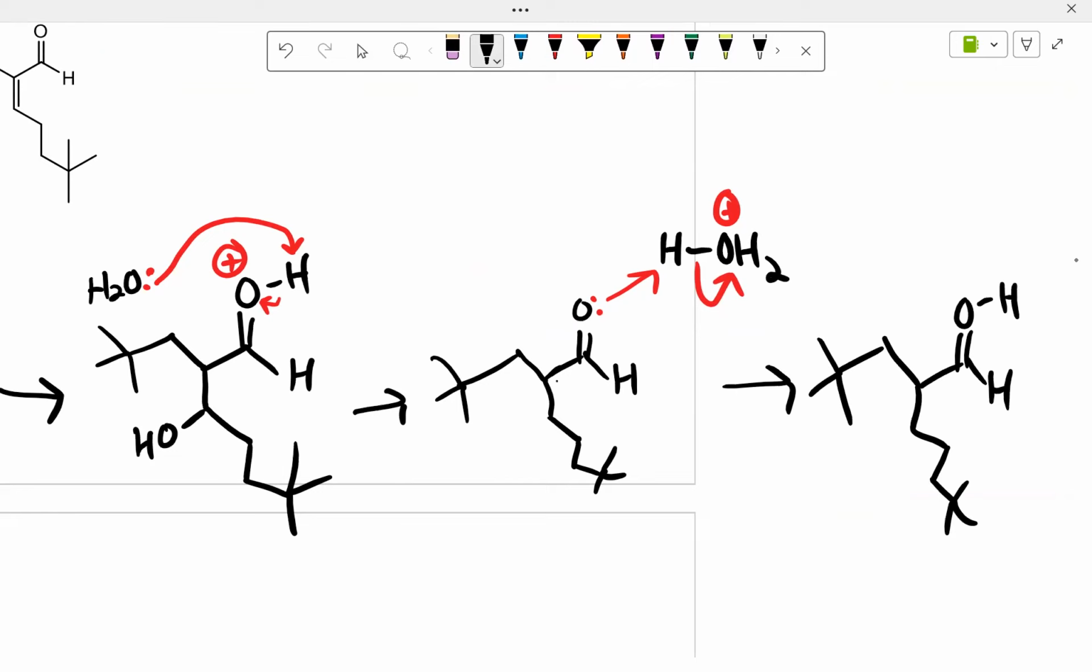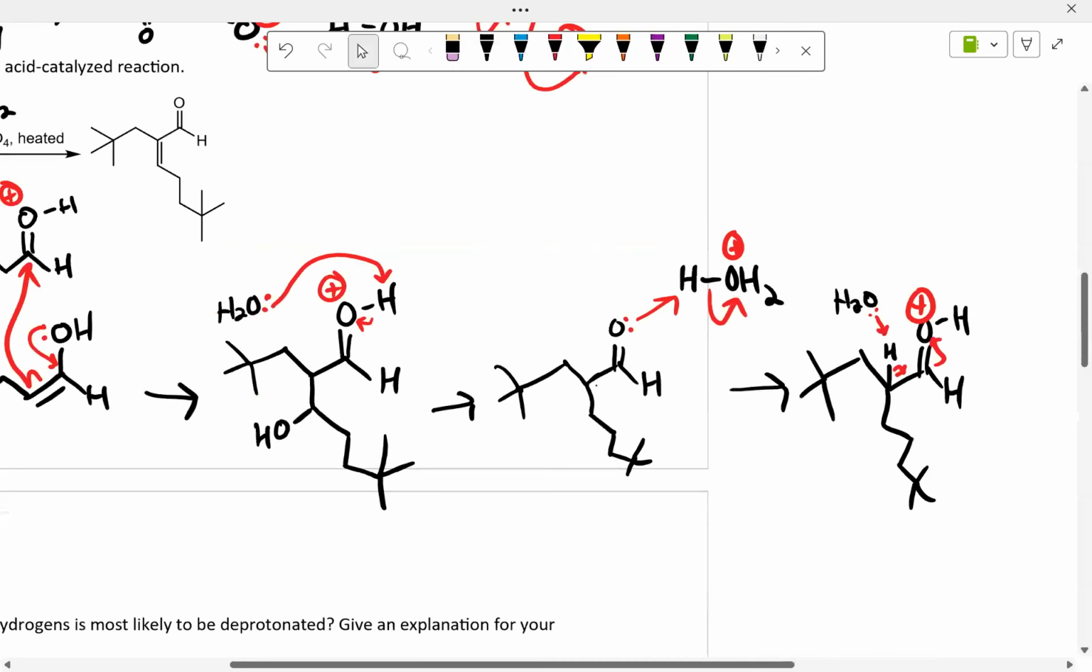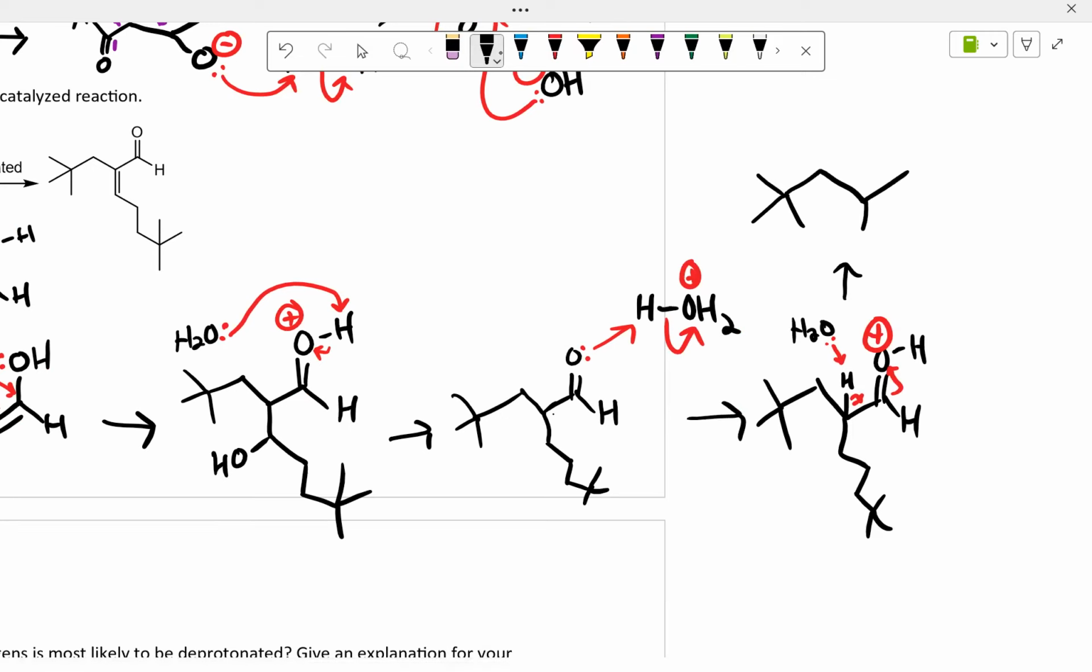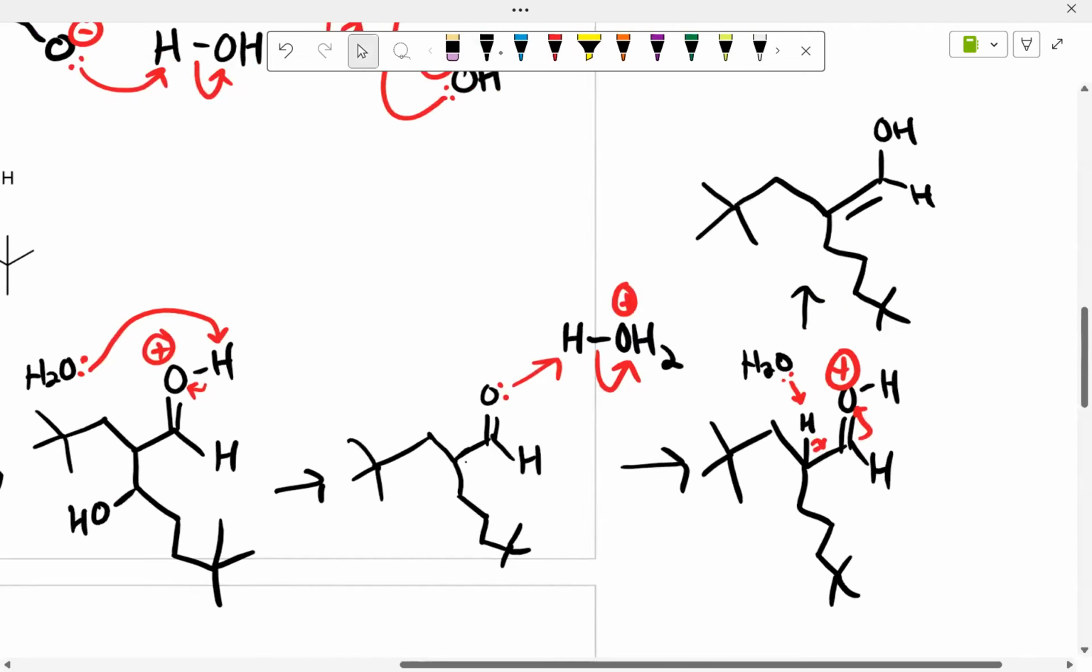And now this gives oxygen a positive charge. And now we can take the alpha hydrogen with water. And that's going to create an enol. I got rid of the alcohol in all these. Oopsies.